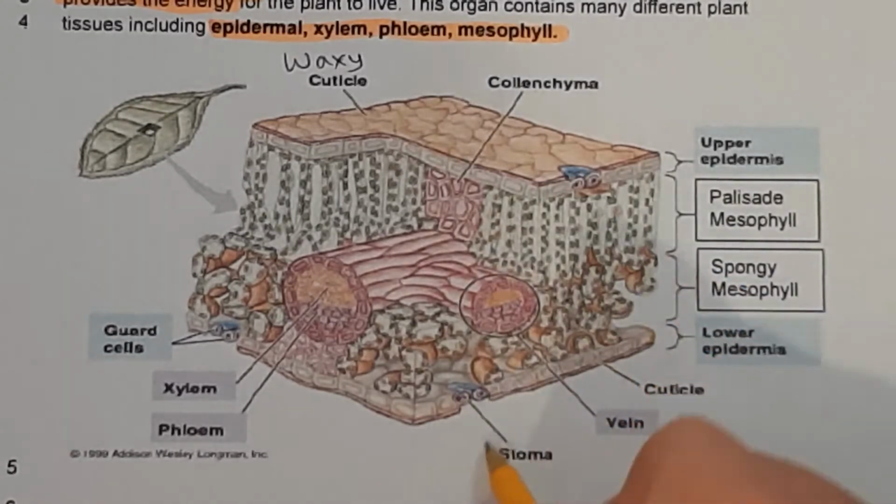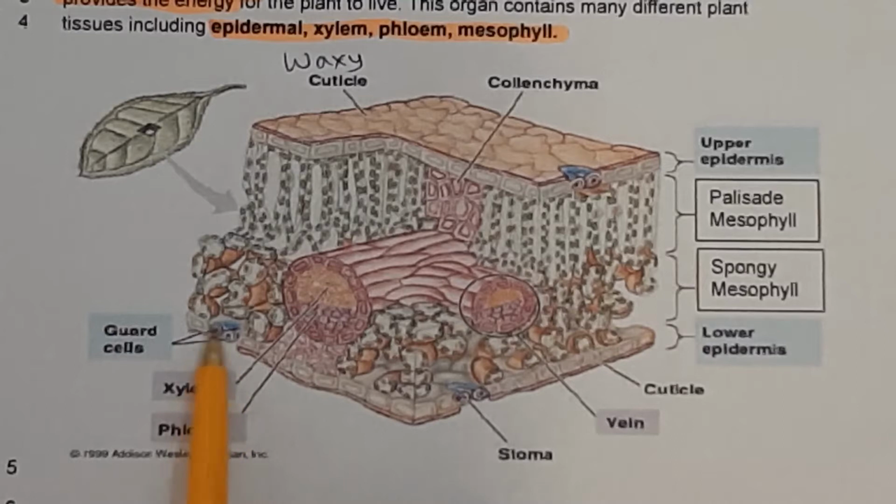And here we have a stoma. Now a stoma is where air comes in and out of the plant. And the stoma is surrounded by these guard cells. So the guard cells are either side of the stoma. They open and close to allow the air in and out of the plant.